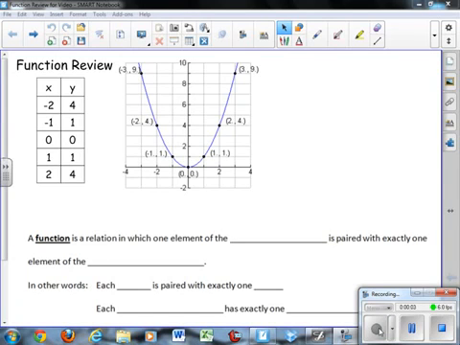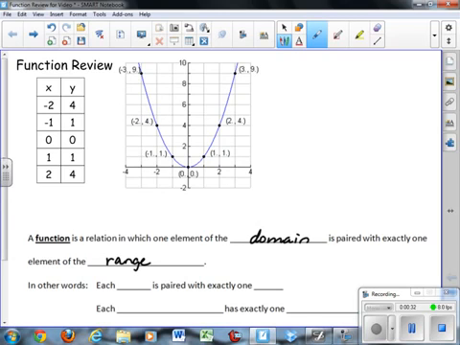Welcome to Function Review. The first question I want to review is, how do you know if a relationship between two variables is a function? In this case, we have a parabola. The definition of a function, and you'll see this in the first blank here, a function is a relation in which one element of the domain is paired with exactly one element of the range.